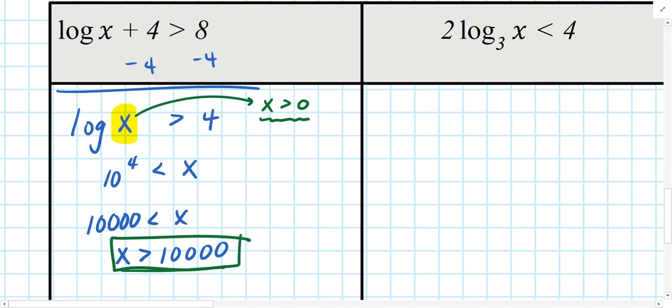To check your answer, substitute values larger than 10,000 into the original equation and see if the result computes to a larger value than 8. In this case, I feel a calculator is permissible.